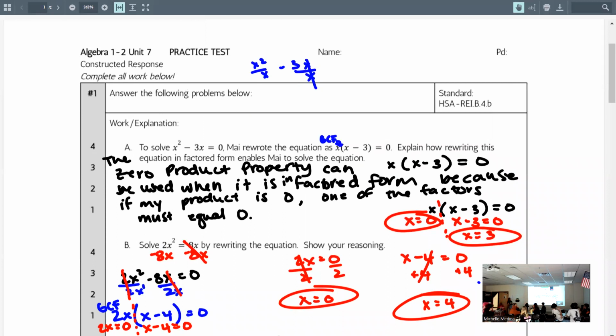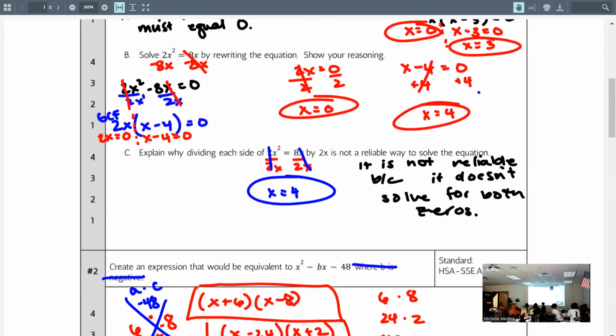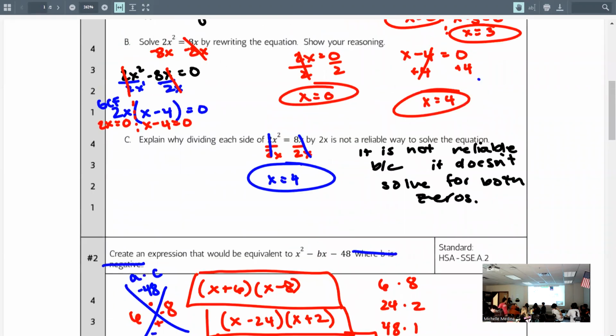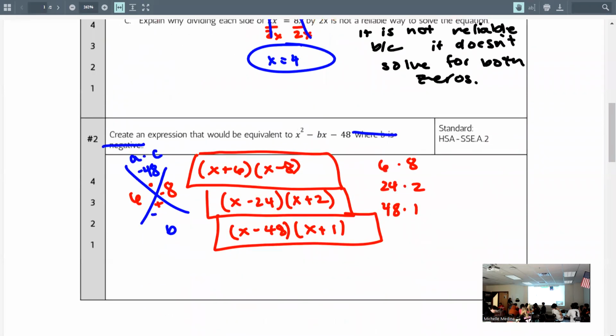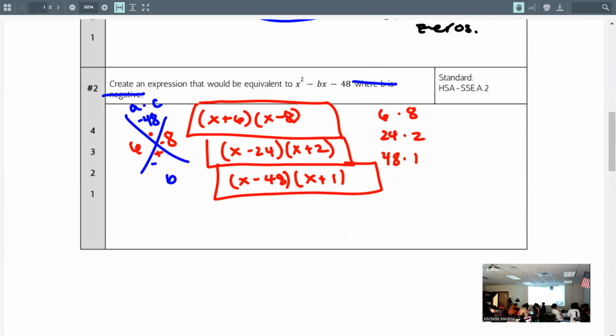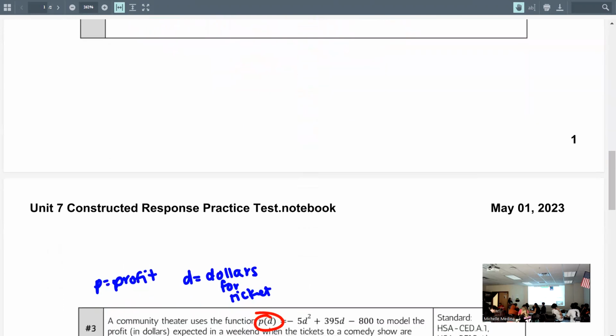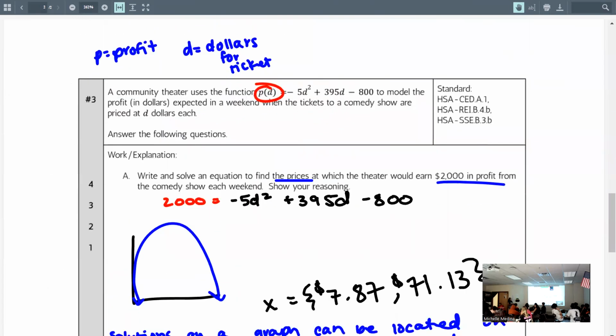So I really don't know why we've still got number 1 wrong for some people, when the reason it's not reliable is the same from the practice test. You just have to memorize it, change the numbers. Same with number 2. Some people still didn't listen. It's supposed to be a factored expression. You're not just putting in a random number for B. All right. But these are things that would be easy to fix. You just have to now come to tutoring.